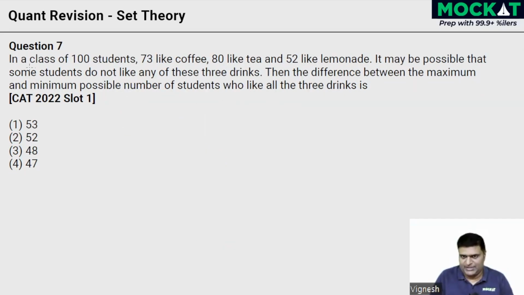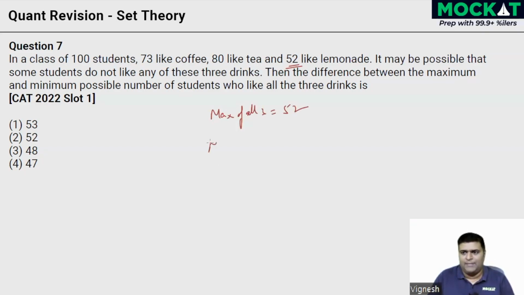Let's look at question 7. In a class of 100 students, 100 is defined, n is 100, universe is 100, 73 like coffee, 80 like tea, 52 like lemonade. It may be possible that some of the students do not like any of these drinks. X outside also is possible. Then the difference between the maximum and minimum possible number of students who like all the three drinks. So we've just seen this, right? So the maximum possible is going to be the smallest set. So the max of all three is going to be 52.